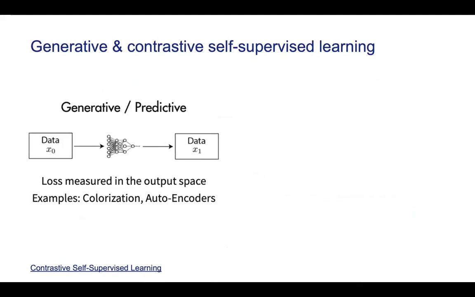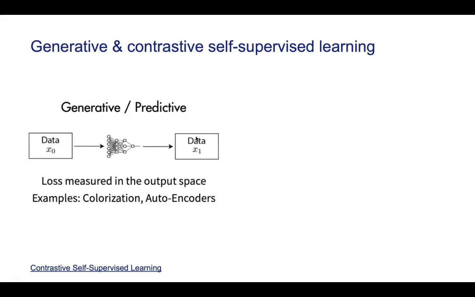This is a generative or predictive task, and the loss is measured in the output space. We feed in data and we predict data, and the important thing is that this is in the data output space. For example, we feed in a grayscale image and predict the colors, which would be colorization, or some kind of autoencoder task, or a masked image or masked sequence, and we predict the output.